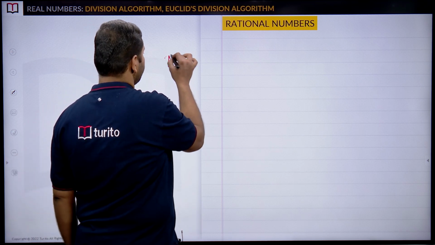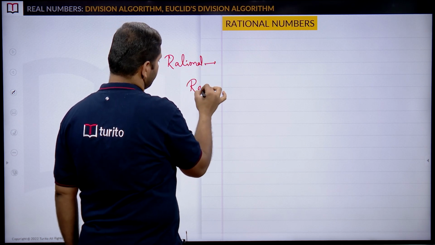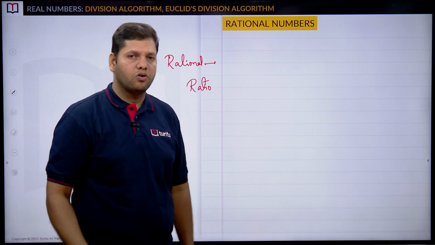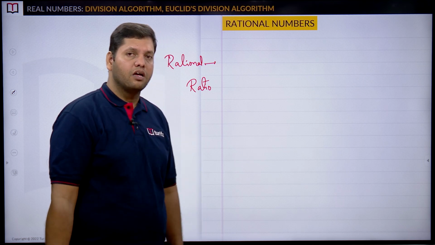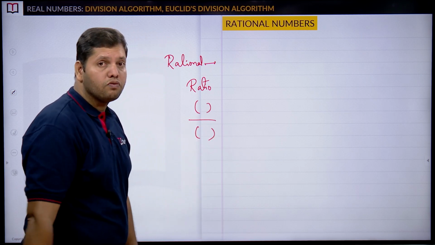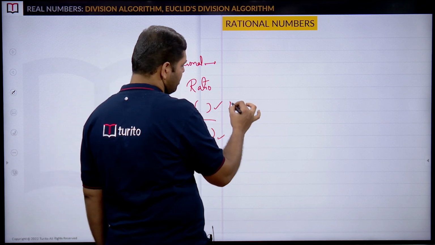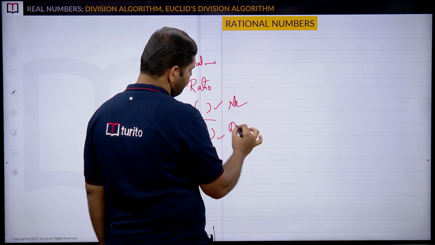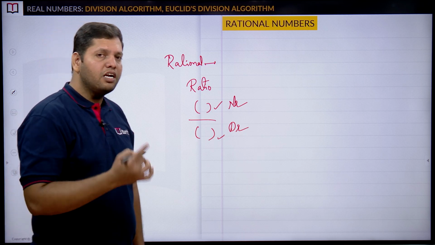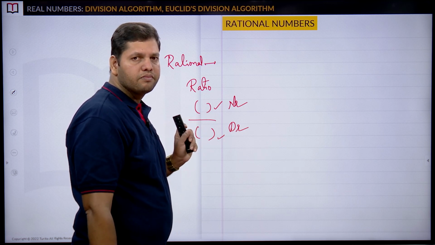Children, remember, rational means it is a ratio. Then what is the meaning of ratio? Ratio means something upon something. That is called a ratio form. Generally, this top something we call the numerator and this bottom something we call the denominator. So generally the rational number is in a ratio form, like numerator and denominator.